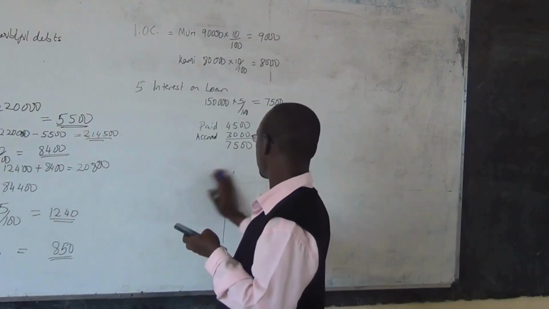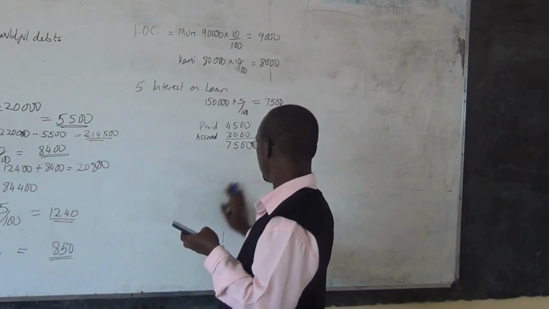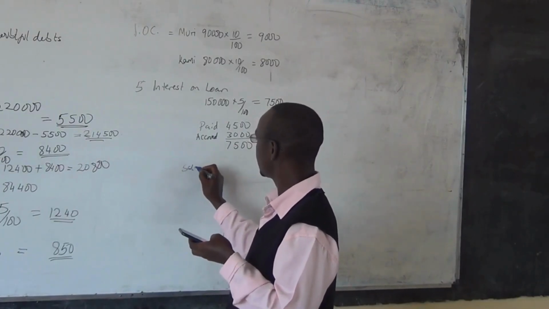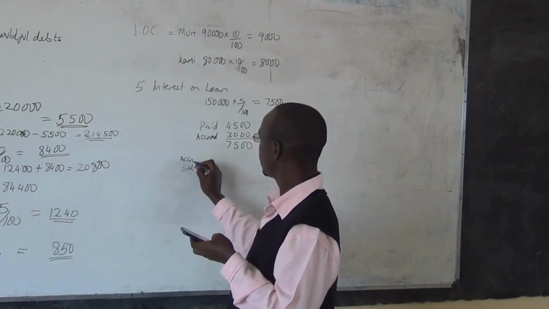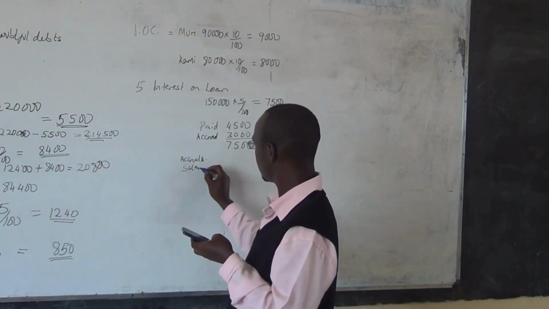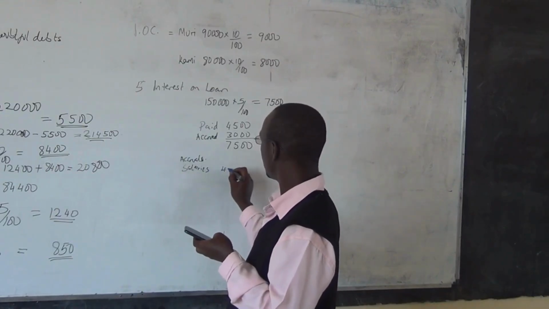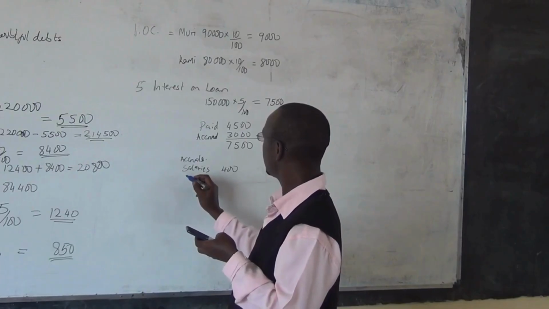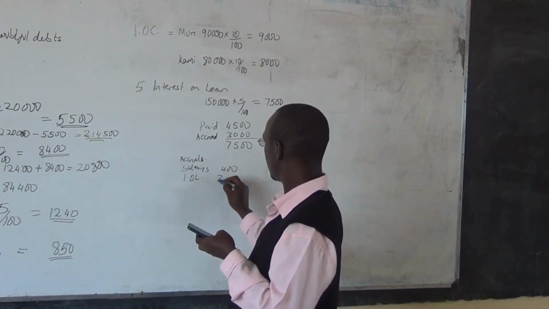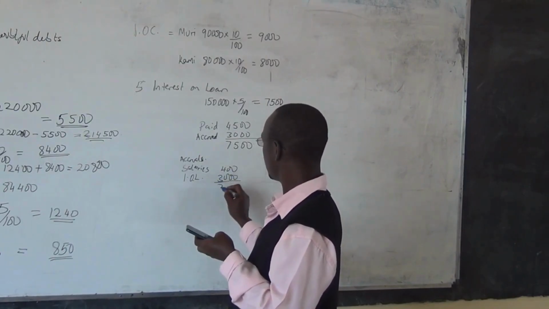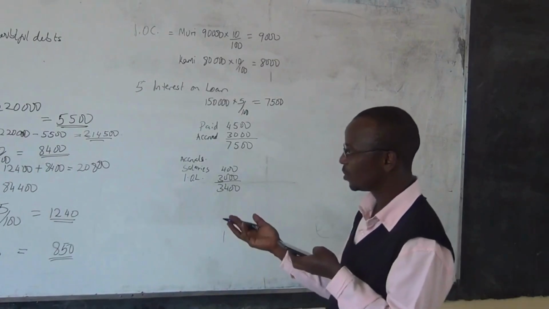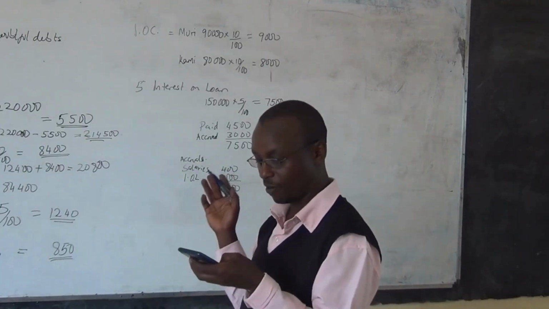Or you can sum it this way. Instead of using account, you can say total accruals. You have salaries 400, isn't it? Now, interest on loan, 3,000. Total 3,400. Anything else accrued? Nothing else. Prepayments? You don't have.